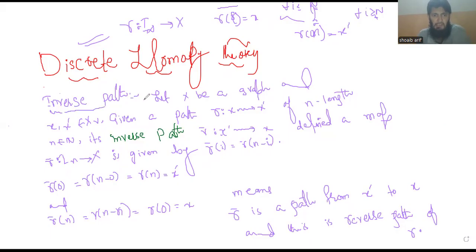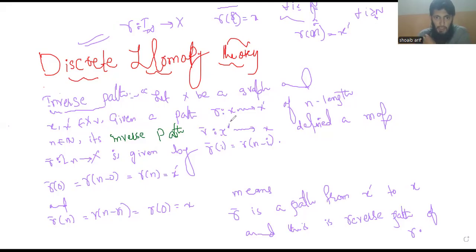So what is the definition of the inverse path of gamma, or reverse path of gamma? Let's say X is a graph, and x, x prime are vertices of this graph, any vertices of this graph. Given a path gamma, which I defined in the previous video, from x to x prime of finite length n, belonging to the natural numbers, how can we define its reverse path?